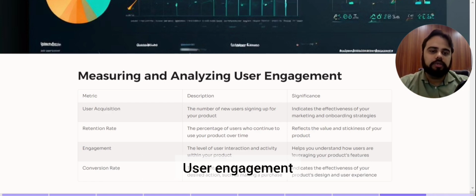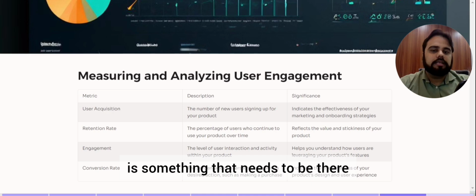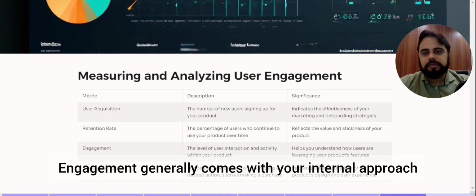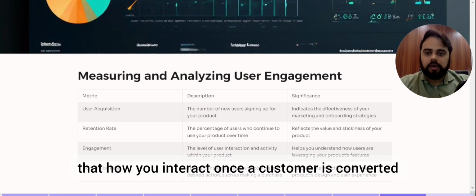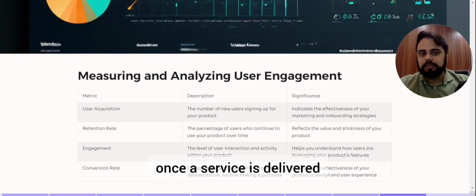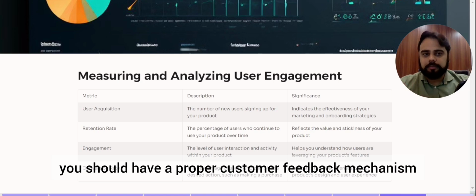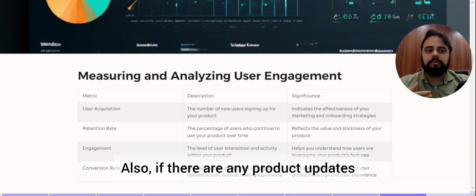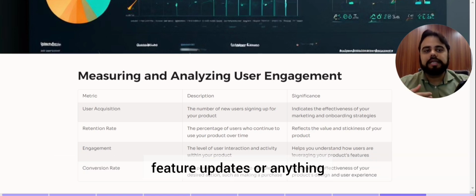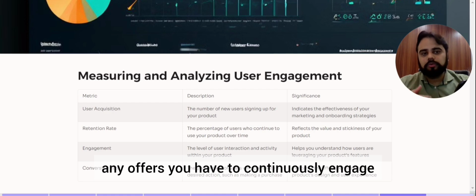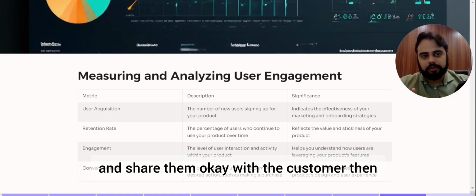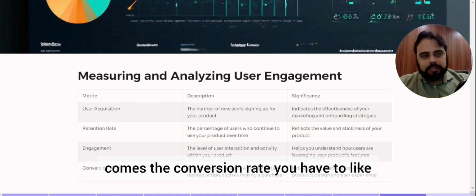यूजर का जो engagement होगा ना, that is something that needs to be there. Engagement generally comes with your internal approach, that how you interact once a customer is converted, once a service is delivered. You should have a proper customer feedback mechanism. Also, if there are any product updates, feature updates, or any offers, you have to continuously engage and share them with the customer. Then comes the conversion rate.